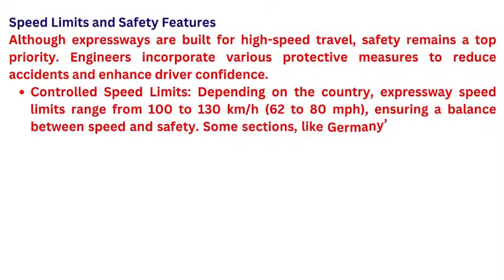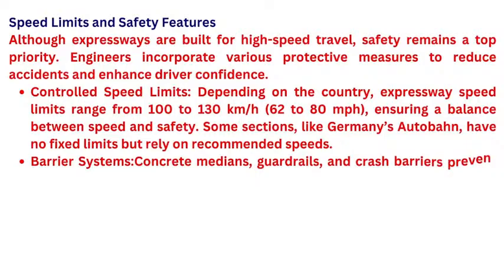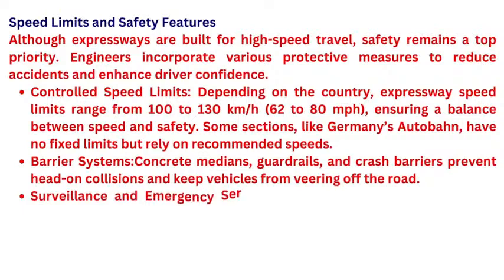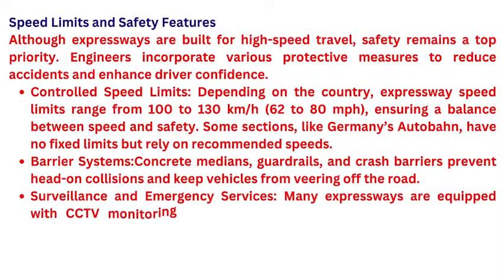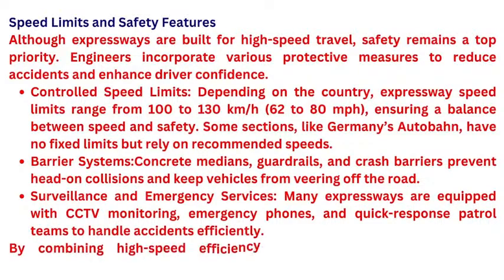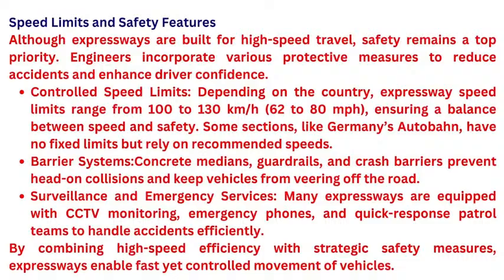A balance between speed and safety. Some sections, like Germany's Autobahn, have no fixed limits, but rely on recommended speeds. Barrier systems. Concrete medians, guardrails, and crash barriers prevent head-on collisions and keep vehicles from veering off the road. Surveillance: many expressways are equipped with CCTV monitoring, emergency phones, and quick-response patrol teams to handle accidents efficiently. By combining high-speed efficiency with strategic safety measures, expressways enable fast yet controlled movement of vehicles.